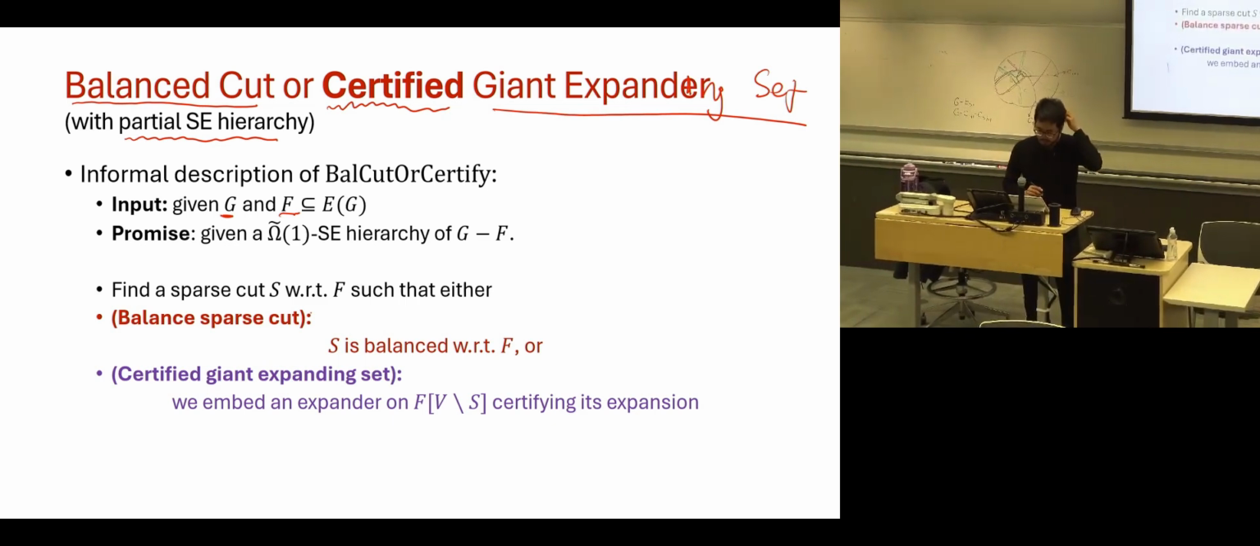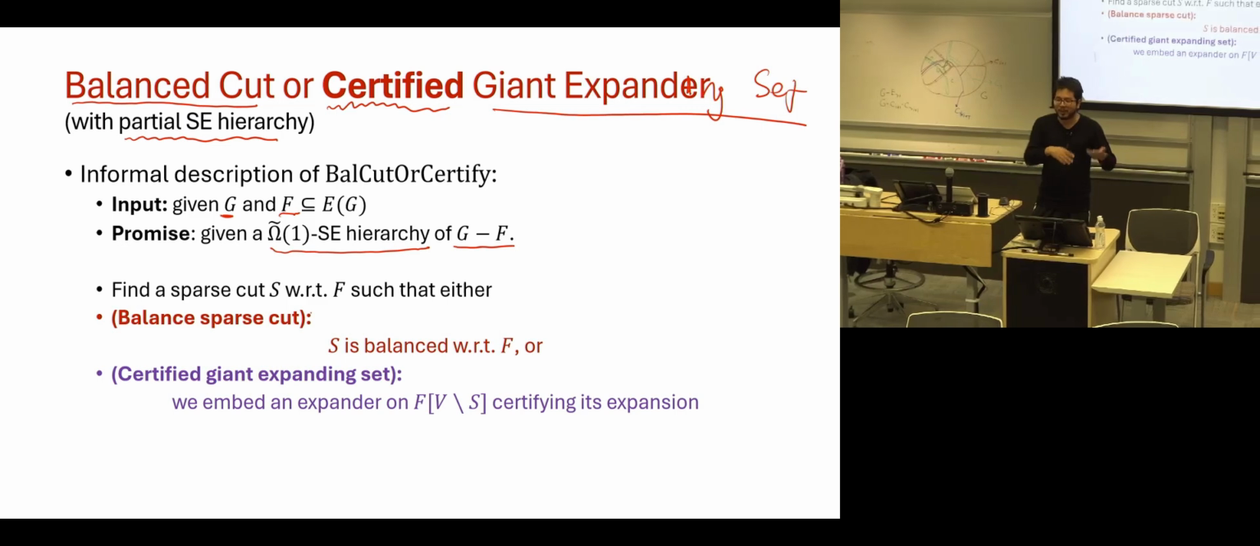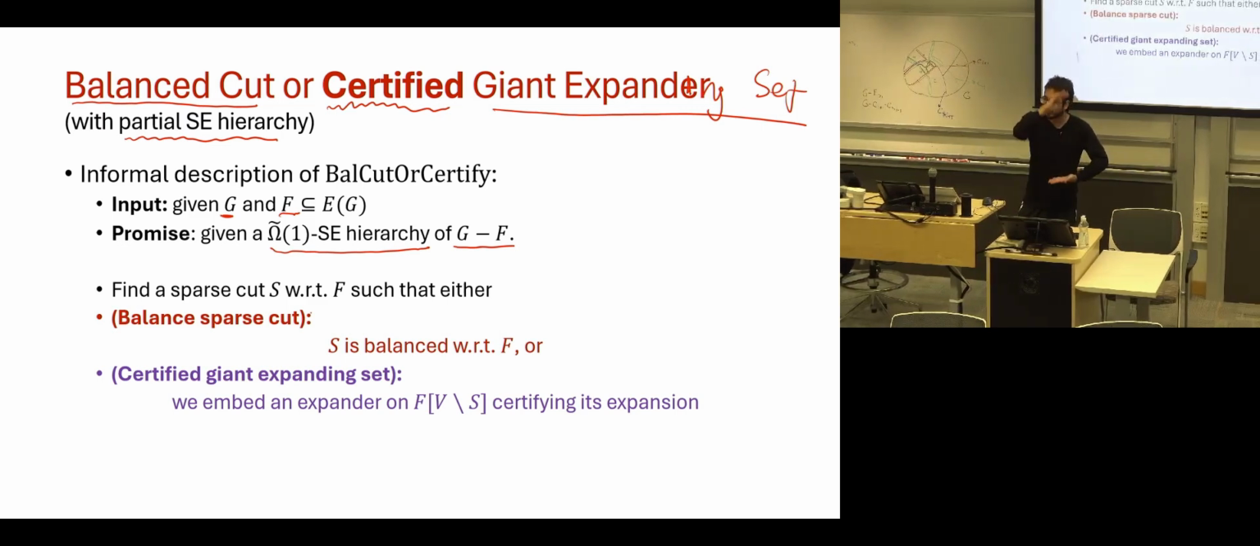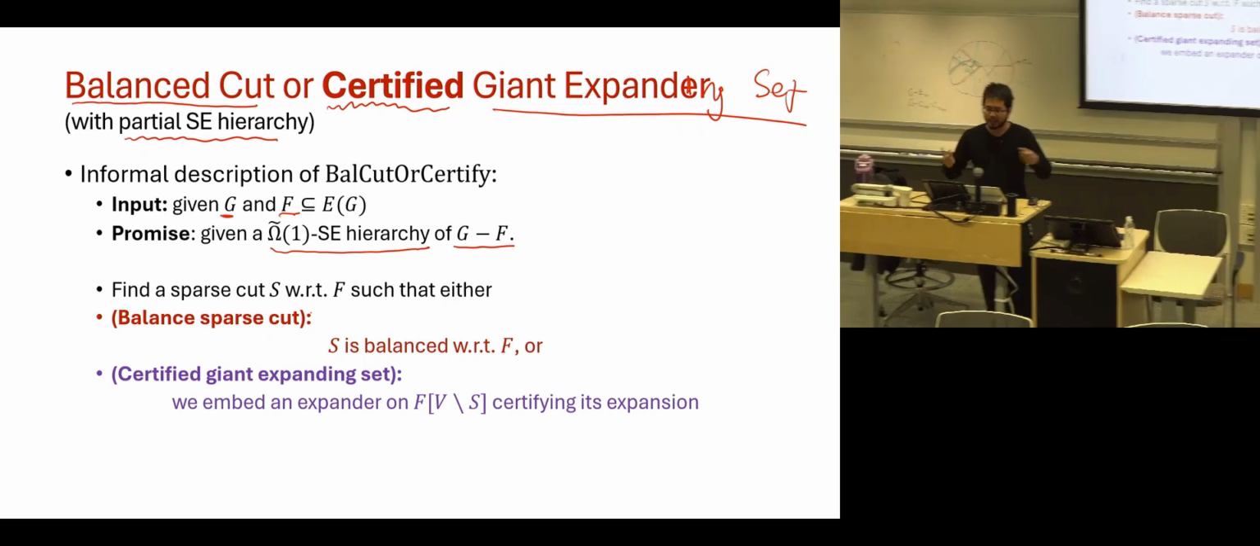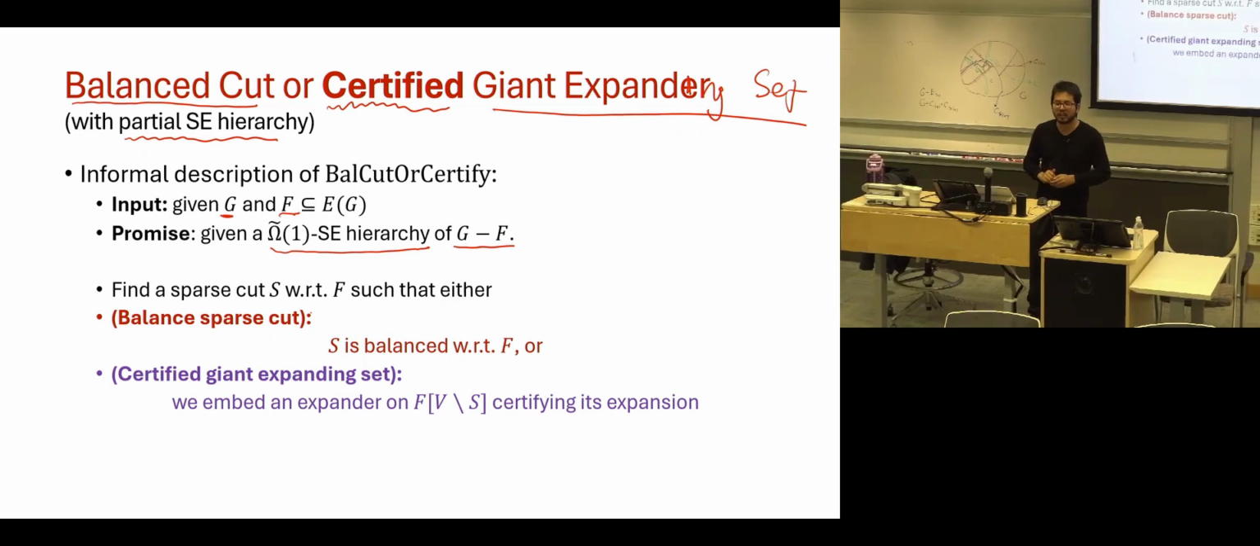Okay, and the promise is that we are given an SE hierarchy of a graph when you remove CI. That's a promise. And it's the same promise that you saw when we tried to build the SE hierarchy bottom up, right? When you try to compute an expander decomposition of CI, you actually have an SE hierarchy of everything below. This is the same promise.